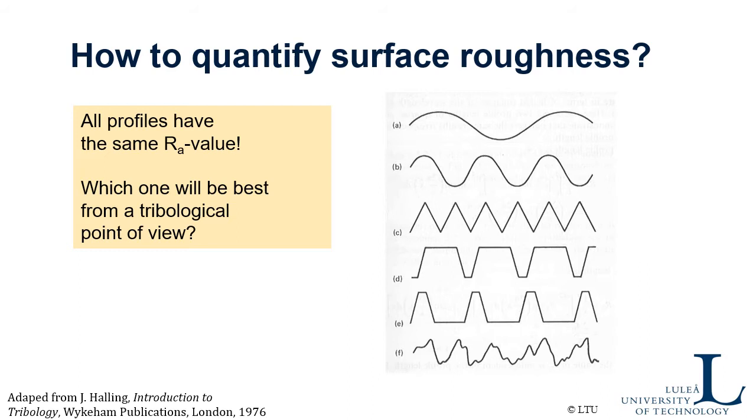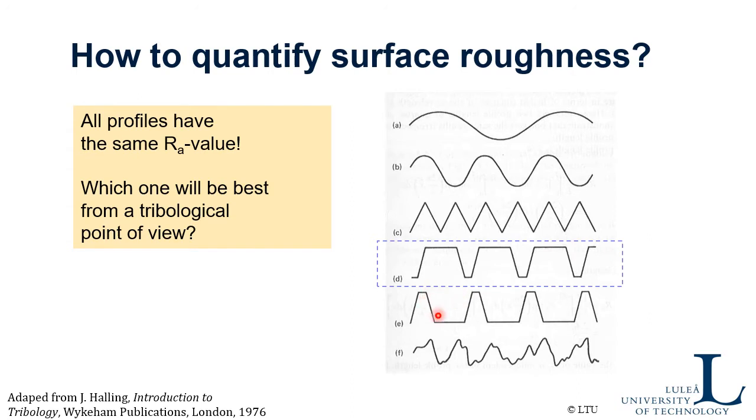Okay, all 6 have the same RA value. Which one will be the best? Well, I would say that the best one is number D here. A little bit the same as the previous illustration when I talked about the bathroom rug. You have a lot of flat land in the top surface here. So the surface carries a lot of load up here.